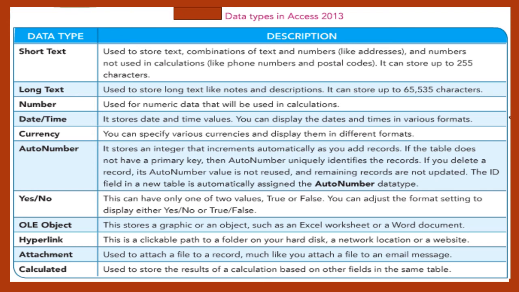The next type of data type is OLE object. It stores a graphic or an object such as an Excel worksheet or a Word document. The next type of data type is attachment. It is used to attach a file to a record, much like we attach a file to an email message.